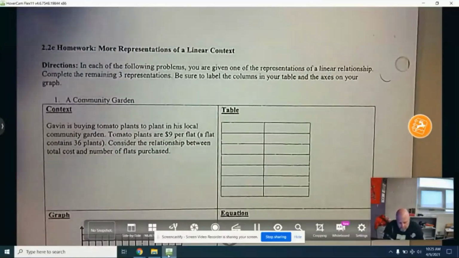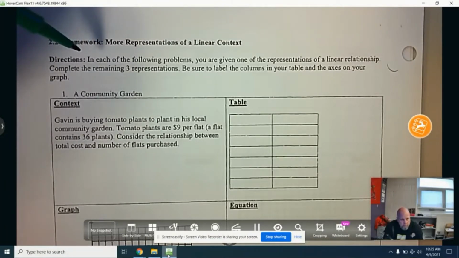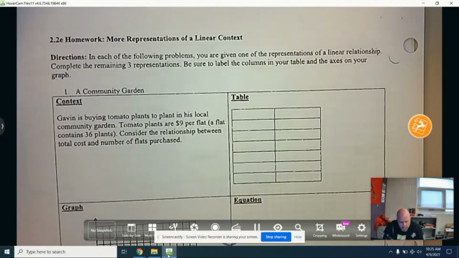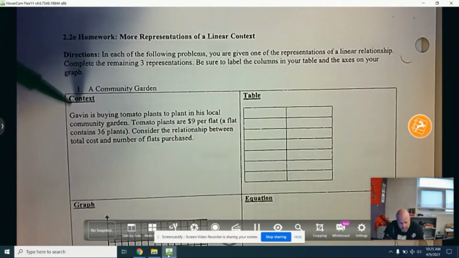Okay, guys, for today you need page 22 out of your math packet. Starts off with 2.2e homework, page 22. So today we're going to talk about graphs, tables, equations, stories, how they all relate to each other. Starting off with today's story, this context.